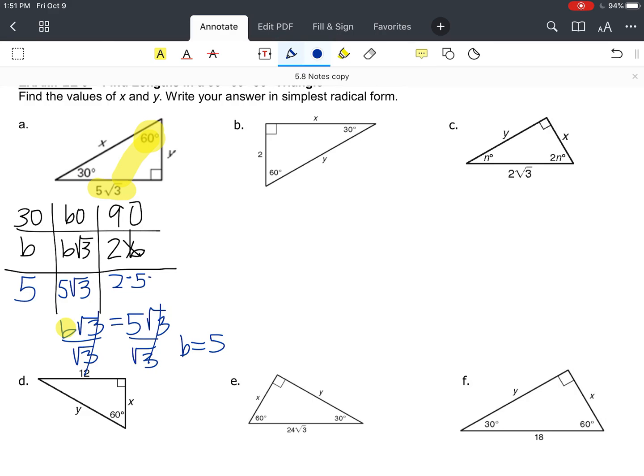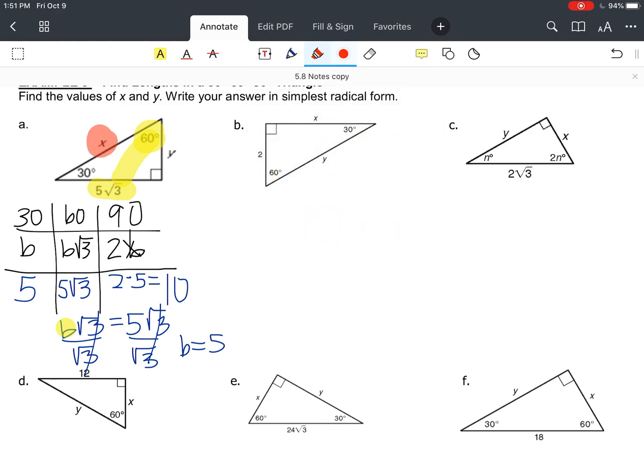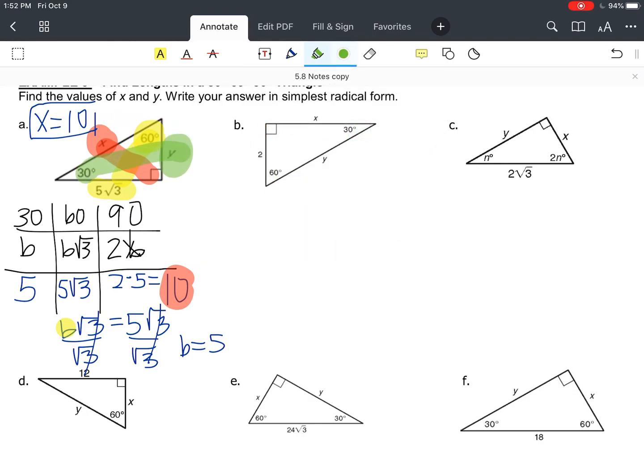Last part of my chart I have to fill out is 2B. Well, that's going to be 2 times your B of 5 that we just found. Well, 2 times 5 is 10. So that's going to go under my chart under 90. Now to answer the questions, we first will find X. Well, X is opposite 90. Well, in my chart, opposite 90, I got 10. So that means X is going to be equal to 10. So opposite 90 degrees is a side of 10.